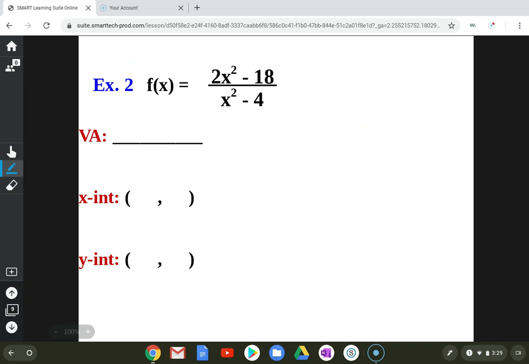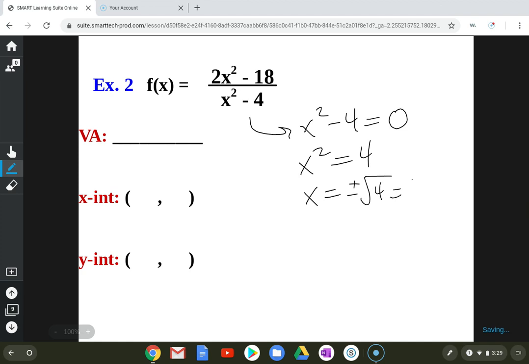All right, let's do this again. So to find our vertical asymptotes, you set your denominator equal to 0. So we're going to solve. We get x squared equals 4. x equals plus or minus the square root of 4, which is plus or minus 2. So we have two vertical asymptotes. We have x equals 2 and x equals negative 2.